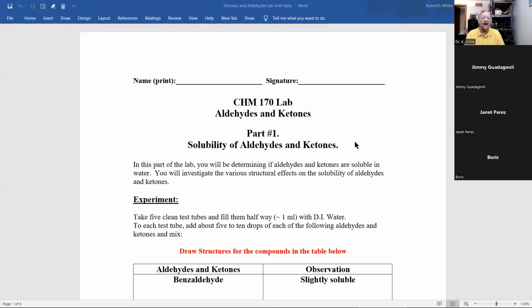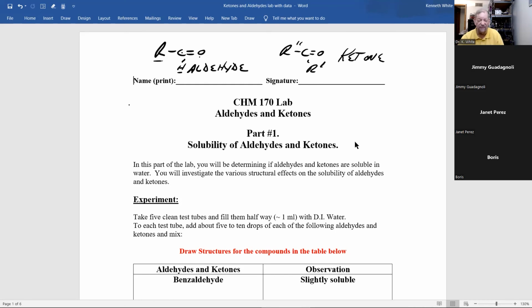Thank you, Jimmy. All right, today's lab deals with aldehydes and ketones. Let me remind you, this is an aldehyde: carbon double bonded to oxygen with a hydrogen and an R group. And this is a ketone.